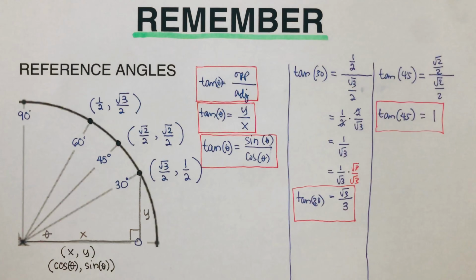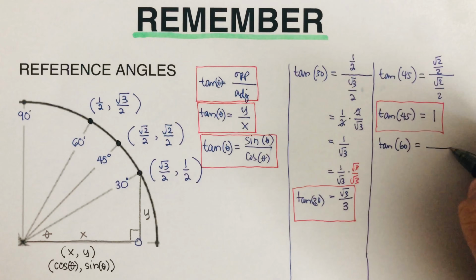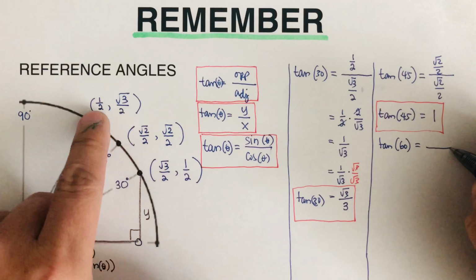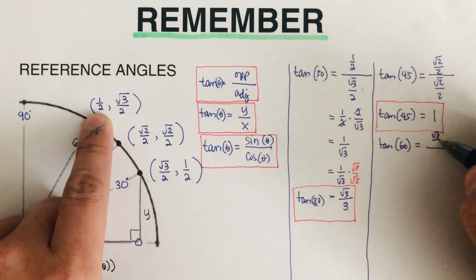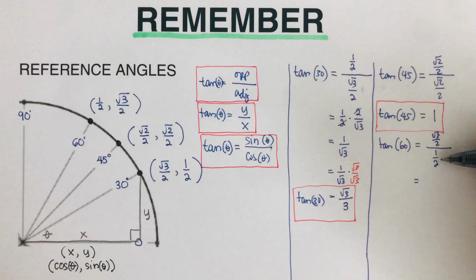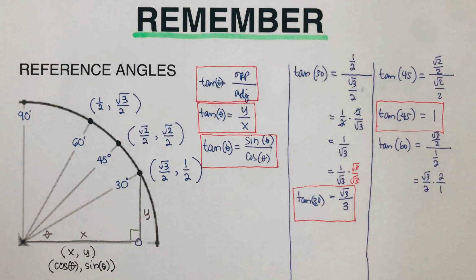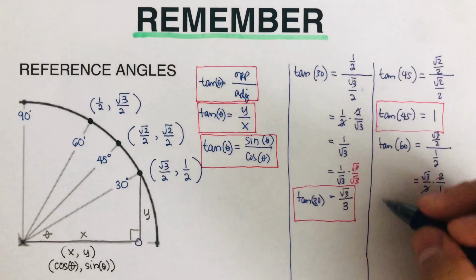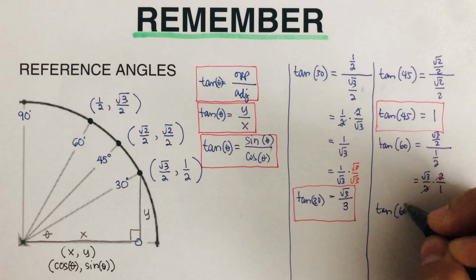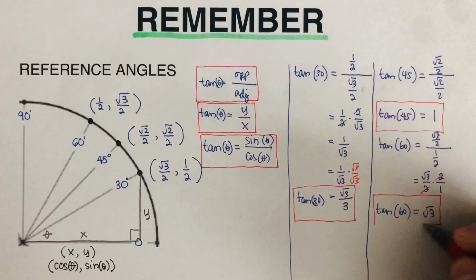And if we want to determine tangent 60, I'm just going to show the work right here. Tangent 60, again, is y over x, so that is square root of 3 over 2 over 1 over 2. Since we have a fraction over a fraction, we flip the denominator and multiply across. So that is square root of 3 over 2 times 2 over 1, because I flipped the 1/2. We can cross out the 2 and 2. So our tangent 60 is square root of 3. This is the value for tangent 60.